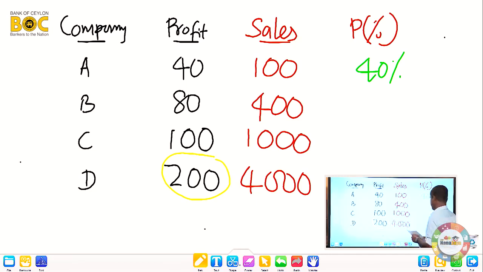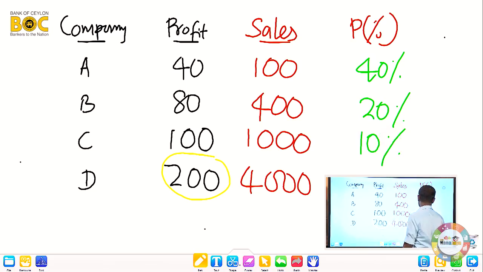The second company, 80 million profit with 400 million sales, you have a 20% profit. The third company, company C, you have 10% profit. Company D, you have 5% profit.